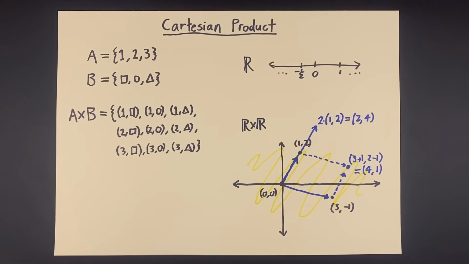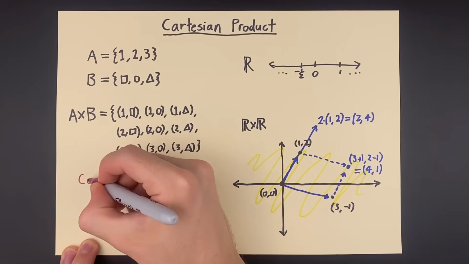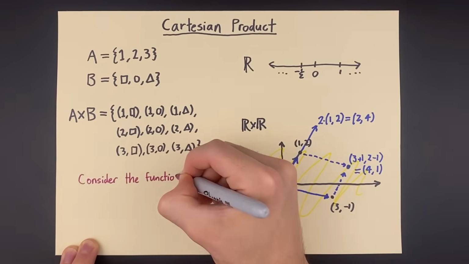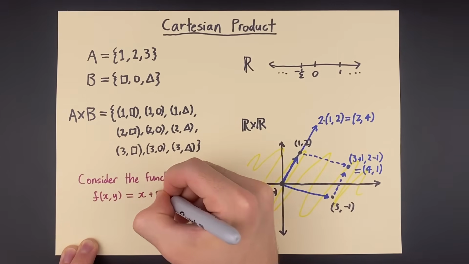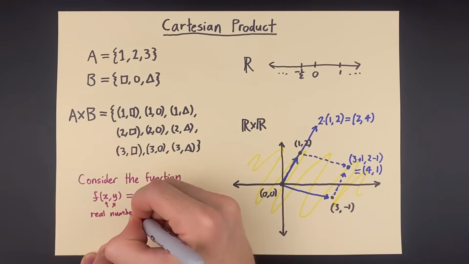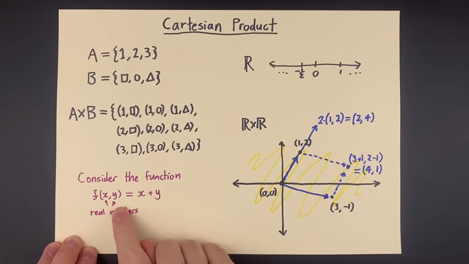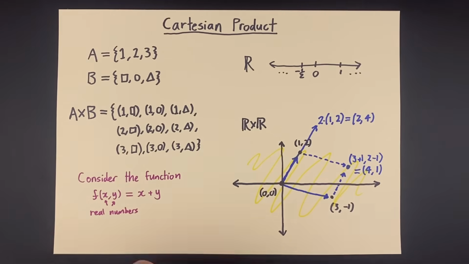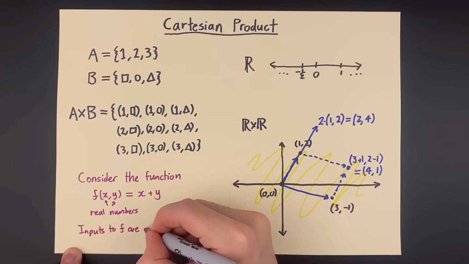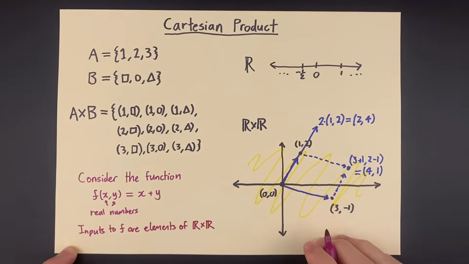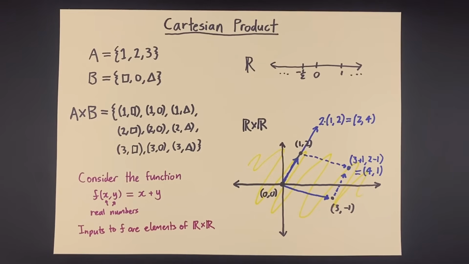The key idea that is going to allow us to generalize products to arbitrary structures is that Cartesian products are really useful for describing multivariable functions. For example, consider the function which takes two real numbers and adds them together. Instead of thinking of this function as having two inputs, we could instead think of it as having one input, which is a pair of real numbers. Then the set of all possible inputs to the function is the set of all pairs of real numbers, which is exactly the Cartesian product R cross R.